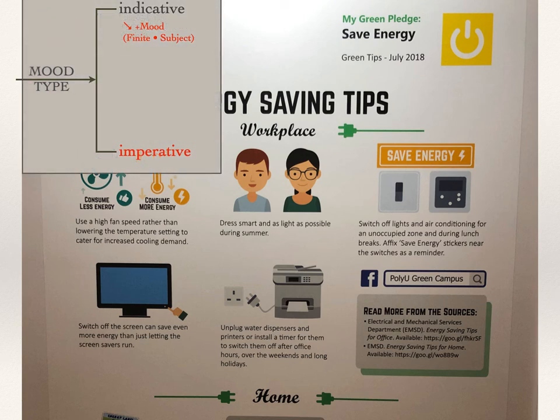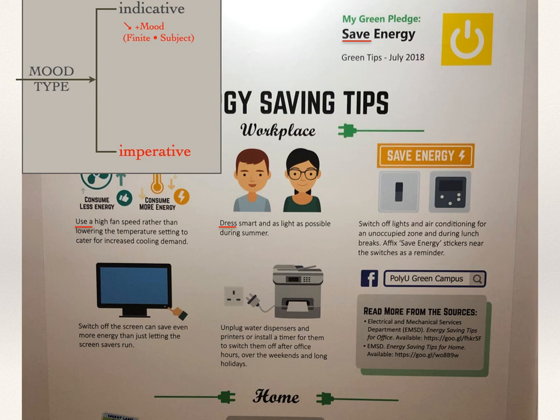You'll find this somewhere in the hallways of PolyU. Energy saving tips. And when you see tips, you might suspect, aha, this is a text likely to have a number of imperative choices, and that's exactly what you find. Save energy: save, predicator as theme, imperative. Use a high fan speed rather than lowering the temperature setting, etc. Use, again an imperative clause. And you can check that if you hesitate. You can see that in fact the subject person is addressee. Save energy, won't you? Use a high fan speed, won't you?